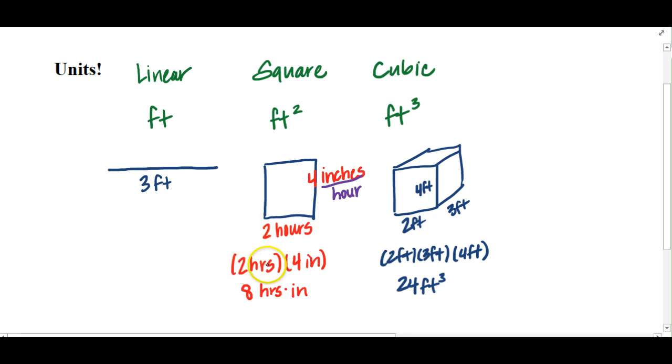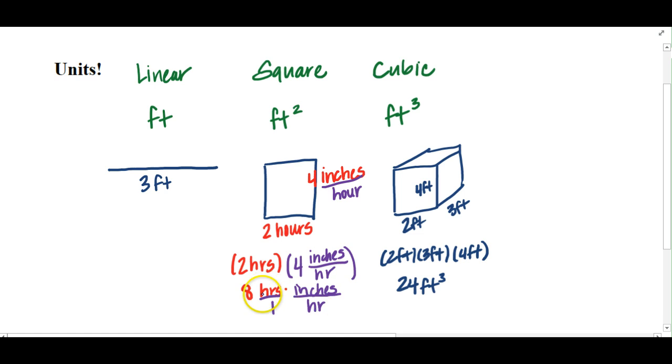So I'm going to have 2 hours times, and here's what's going to change on the right-hand side, 4 inches per hour. Really weird, I know. The 2 and the 4 get multiplied together to become 8, and now I just take the units and multiply them. Well, I have hours times inches per hour. Let's notice something here: this is like hours over 1 times inches over hours.